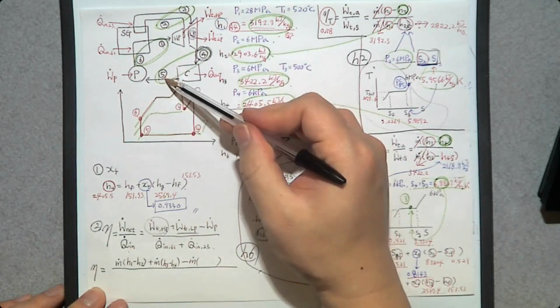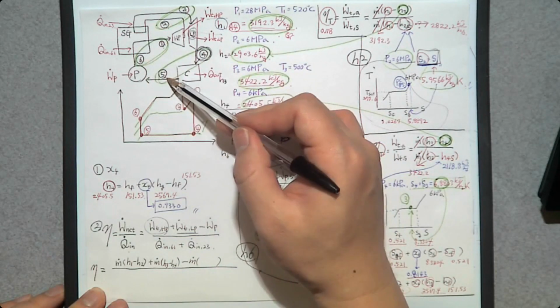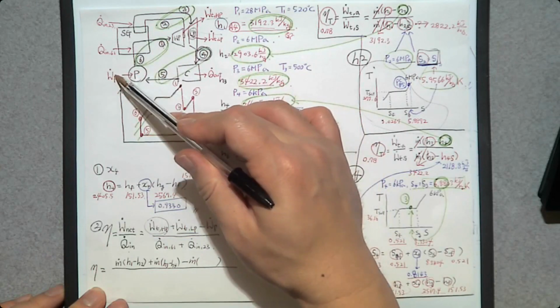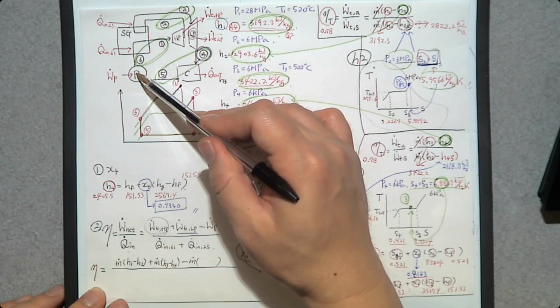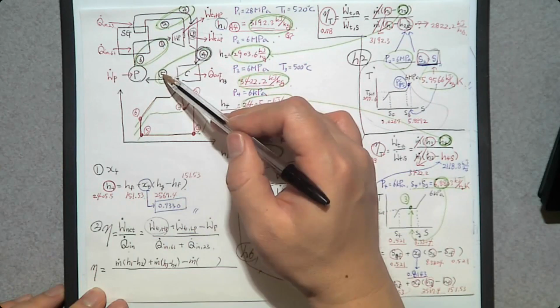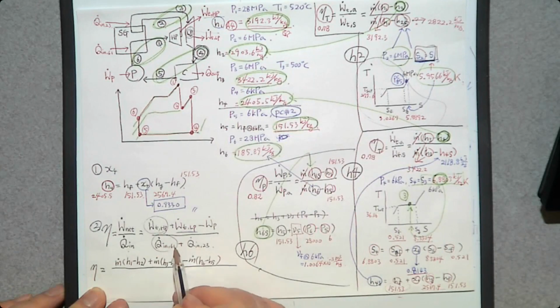The inlet of the pump is number 5. The exit of the pump is number 6. So number 5 goes in, and pumping power is added. Altogether exits at number 6. So number 6 should be greater than number 5. H6 minus H5. Divide by Q dot between 6 and 1.